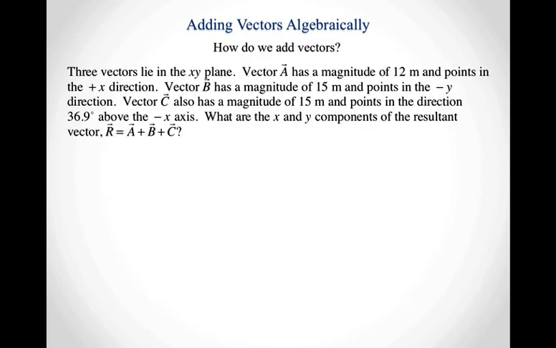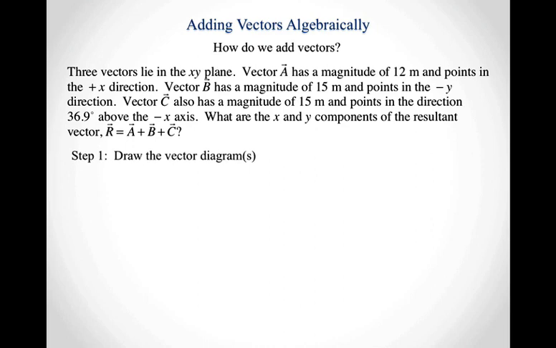So let's look at an example here. In terms of adding vectors algebraically, here we're told we have three vectors that lie in the xy plane. Vector A has a magnitude of 12 meters and points in positive x. Vector B has a magnitude of 15 meters and points in negative y. Vector C also has a magnitude of 15 meters and points in the direction 36.9 degrees above the negative x-axis. We want to know what are the x and y components of the resultant vector that we get when we add A plus B plus C.